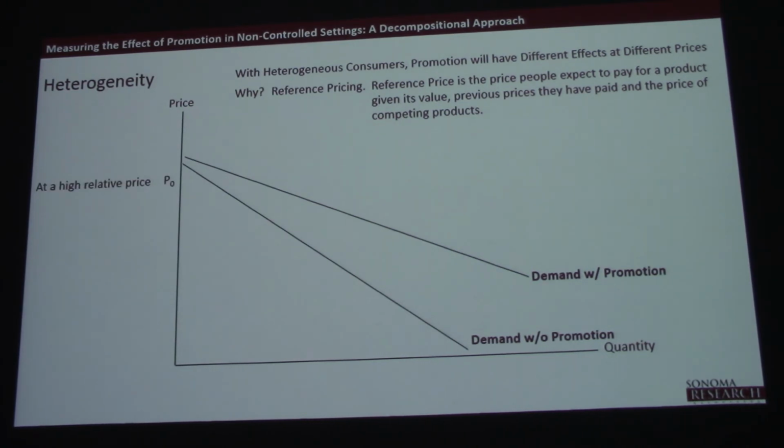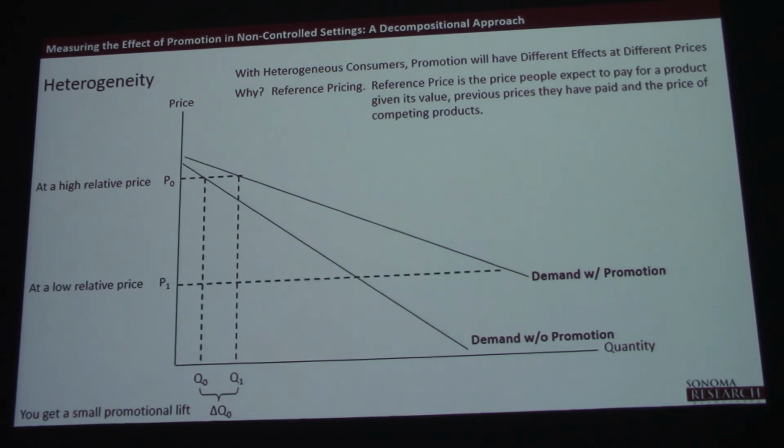So let's say that we get a relatively high price. And if that's true, then we can see that the effective promotion is going to be relatively small. So at high prices, the promotional lift tends to be relatively small. At low prices, the promotional lift tends to be relatively high, because we've induced all of those price-sensitive consumers into the market.